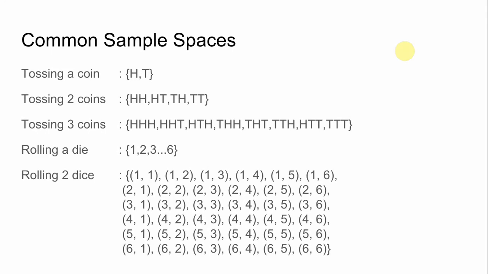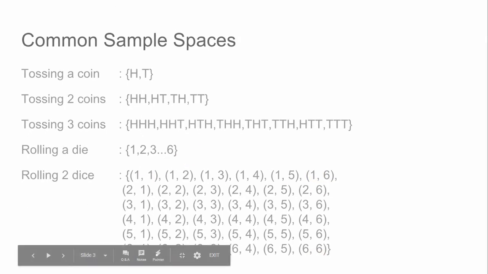These are the common sample spaces that you'll be requiring in your numericals. Tossing one coin has two possibilities, one head, one tail. Similarly, tossing two coins has four possibilities. Similarly, tossing three coins. Now rolling a die, possibilities range from 1, 2, all the way up to 6. Rolling two dice is an interesting one. It ranges from (1,1) all the way up to (1,6) through (6,6).